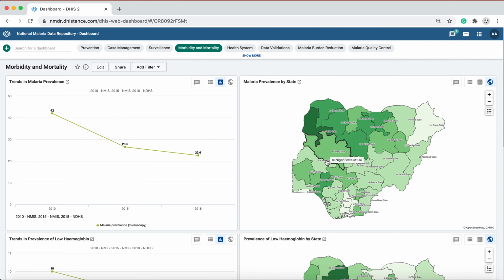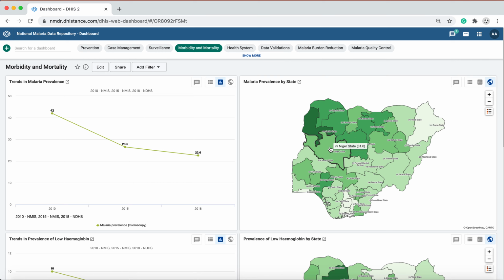So we also have a map showing disaggregation by state. When you take a cursor close to the states, you will get to see the actual figure per state. So Kebbi State here is having 52.2% parasite prevalence from the 2018 DHS. You take it to Lagos State, you would see 1.8. Moving to Gombe State, 30%. You now move to Imo, 7.8.